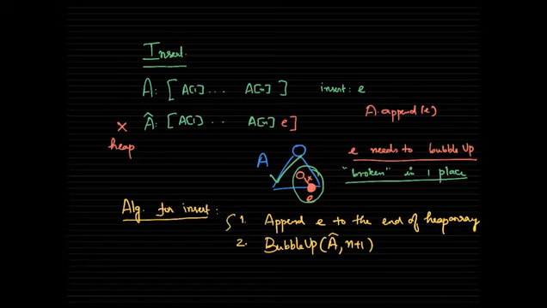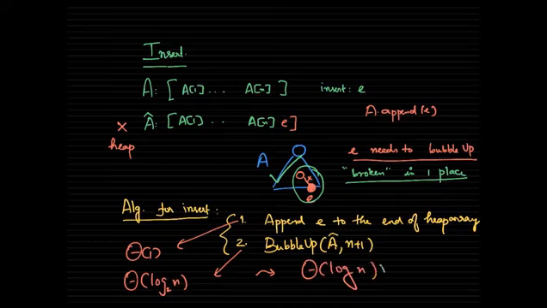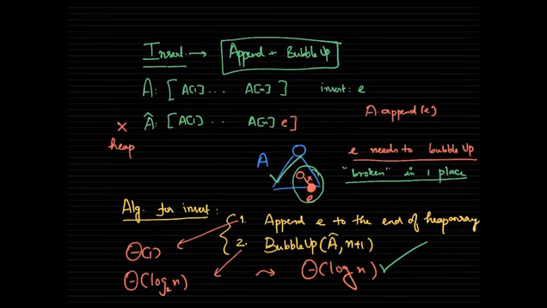What's the complexity? Well, append to the end is just theta(1). It's a constant time operation. Bubble up, we already saw, is theta(log n). So the overall complexity is theta(log n). This is very good complexity. So inserting an element into a heap and maintaining the heap property is really simple. And I don't really need to work out an example. You've already seen how bubble up works, and insertion is just append plus bubble up. That's it. As simple as that.